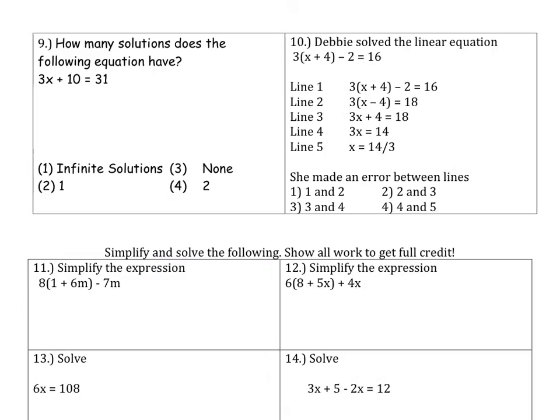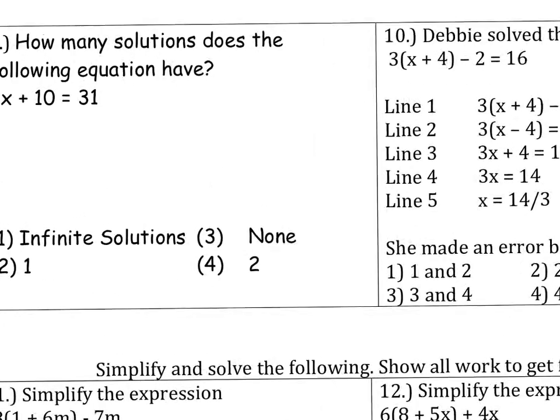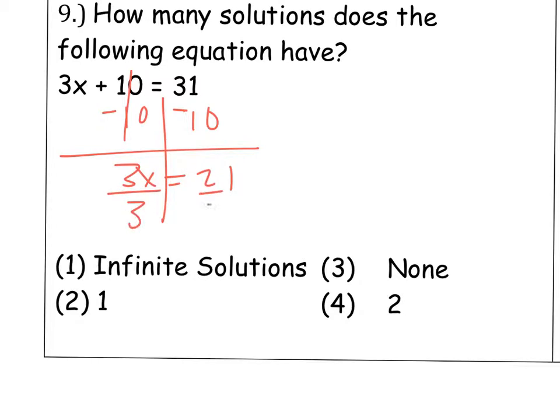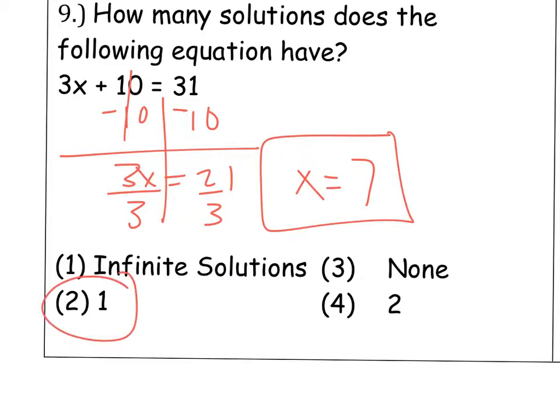Okay. So it's asking you again, how many solutions does the equation have? Subtract 10. 3x equals 21. Divide by 3. We get an answer of 7. 7 is the only answer, so it has one solution.